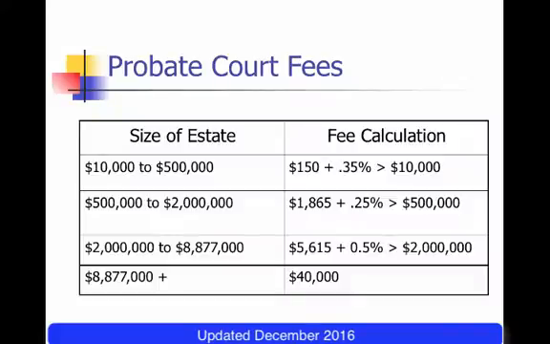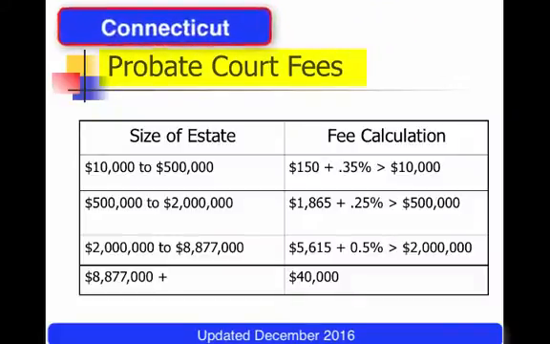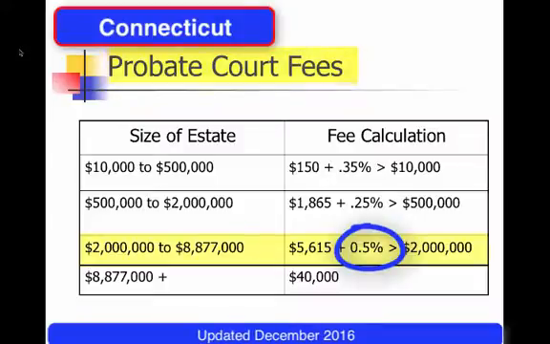This is a chart that shows how the probate court fees in Connecticut are calculated. And this is true whether or not probate is avoided, because, as I've said before, the probate court fees are based on the size of the estate for estate tax purposes. You can see that for a $500,000 estate, the probate court fee is a little bit more than $1,800 plus 1/4% for each dollar above $500,000 until you get to $2 million, when the rate is increased to 1/2%.